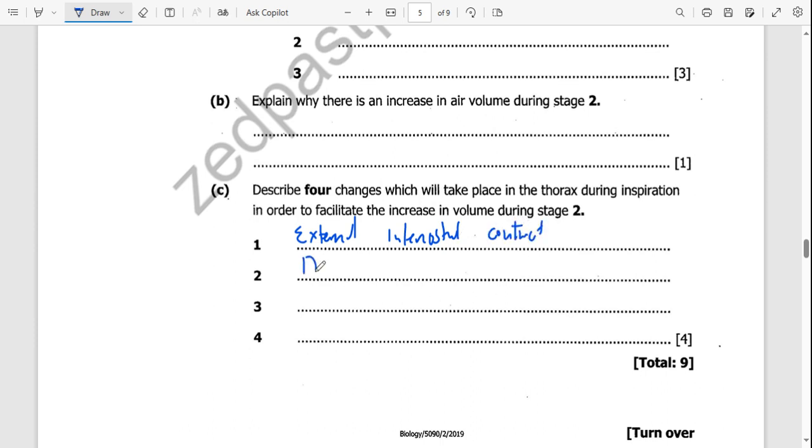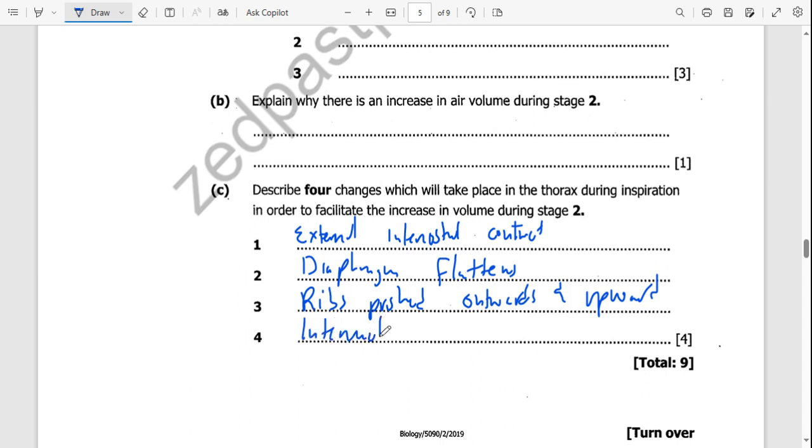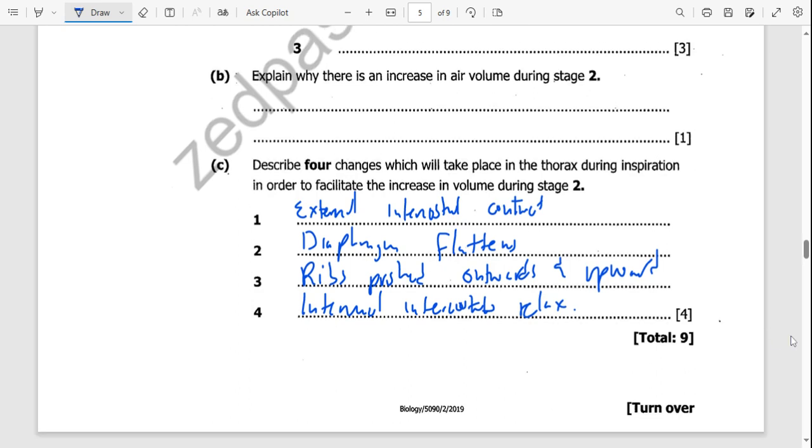The other thing is that the diaphragm, you can see your chest has become big, right? So the diaphragm has become flat. What else? What have you noticed about the ribs? The ribs have been pushed outwards and upwards. Just try to breathe in. Okay, and then if the external intercostals are contracting, then the internal intercostals are relaxing. So this is what happens. All right, these are changes you'll be able to notice.